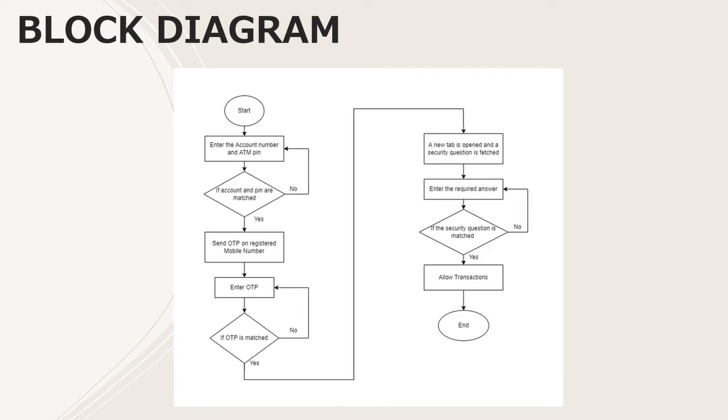Now a new tab opens which asks the security details of the user. A random one among the personal questions for the user is generated and asked here. If the answer matches the answer in the database, it proceeds to the next screen. In the next screen, there is an option whether the user can withdraw or deposit money. Depending upon the user's option, the transaction proceeds and the application ends.